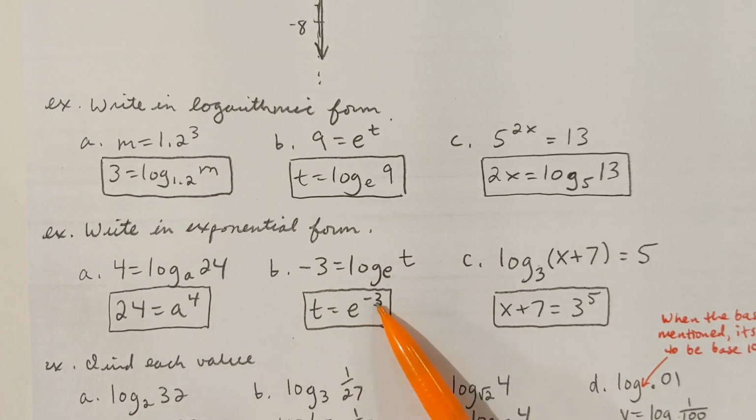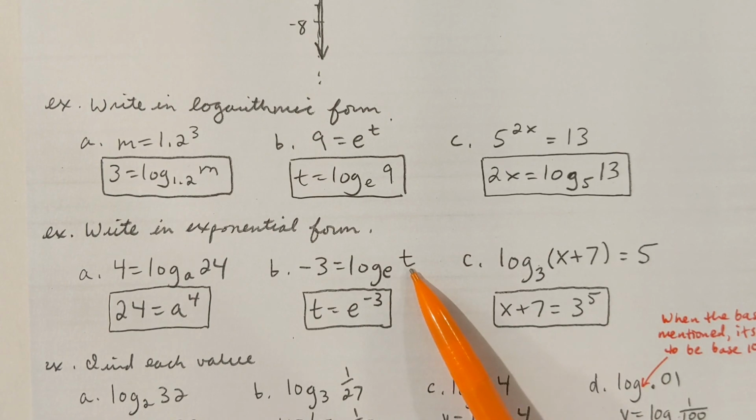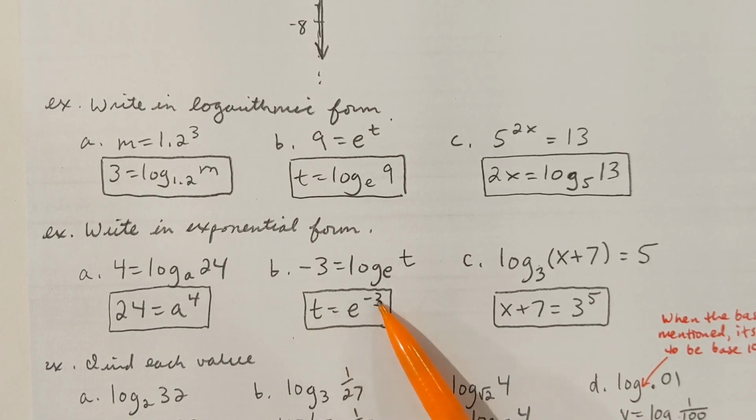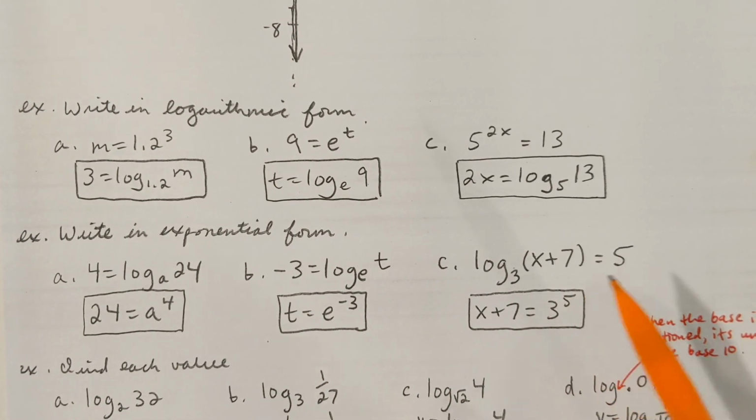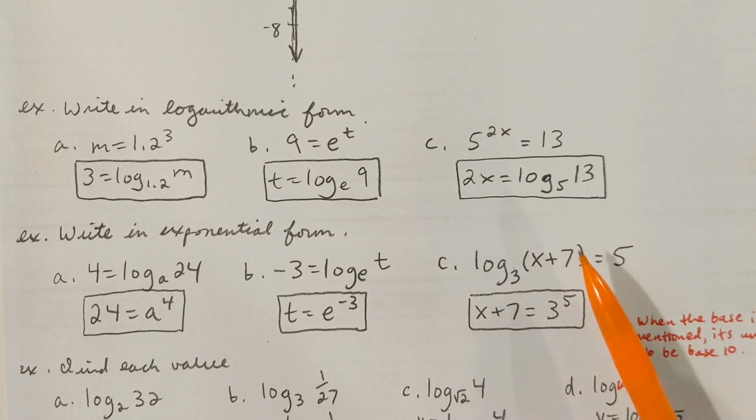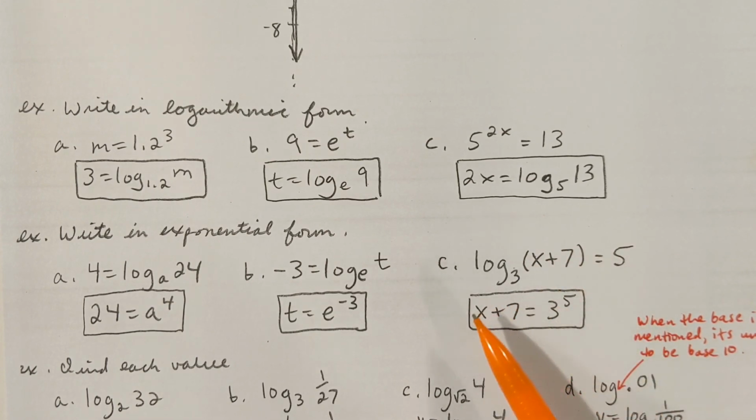So that's going to be the exponent on the base e. X is t. X equal a to the y means that t equals e to the negative 3rd. And in part C, okay, x plus 7, that's my input here. So that's going to be all alone on the exponential. 3 is the base, 5 is the y value, which means that 3 to the 5th would be on the right side of the exponential. Again, we're not solving for x or anything like that.